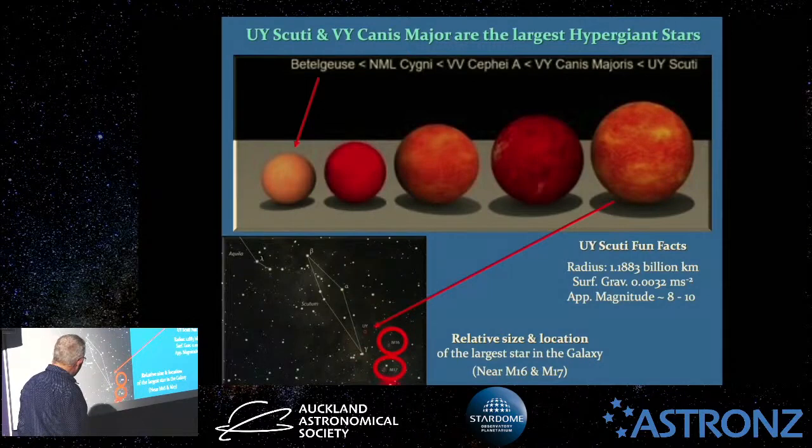M16 and M17, the Swan Nebula and the Eagle Nebula, are in the winter sky, our southern hemisphere winter sky. They're very easily located when you're up stargazing. Here's Scutum, the constellation, and UY Scuti just sits here. You should be able to see it, and you point the telescope, get someone to look down and say, that is the largest star that we're aware of. It would go out to the orbit of Saturn. Surely they'll be impressed with you by then, if they're still hanging around. So there you go.